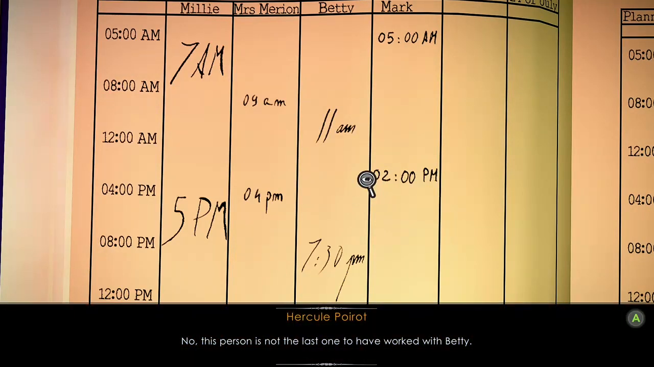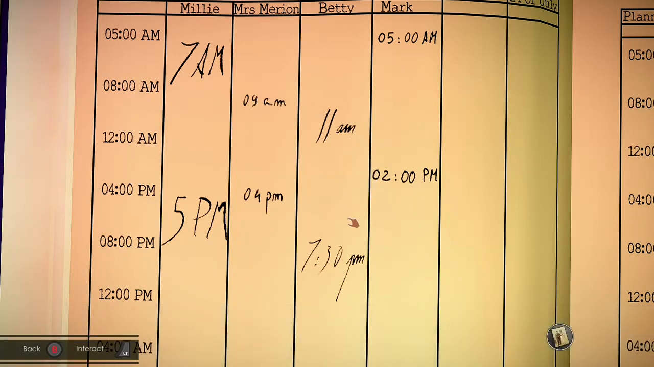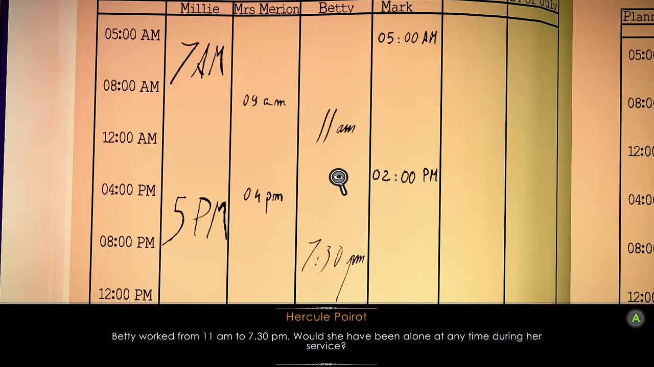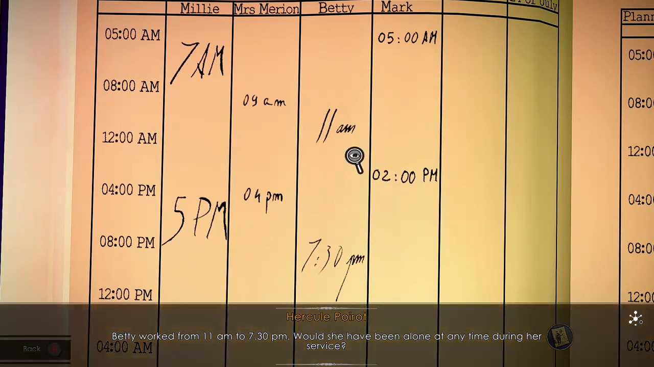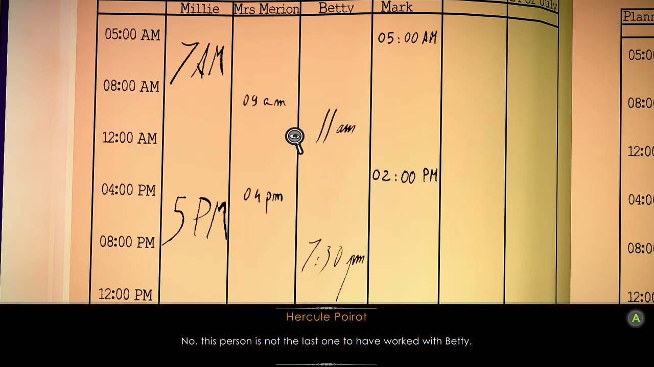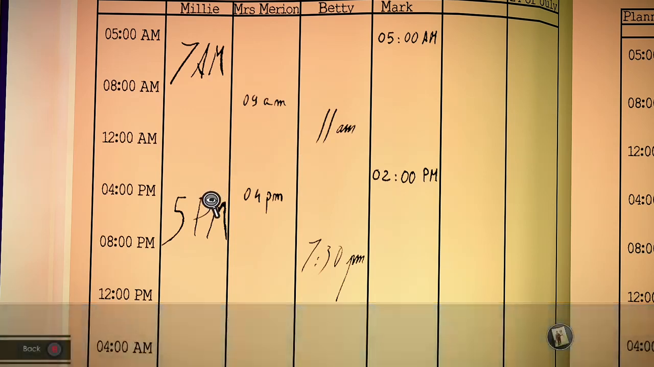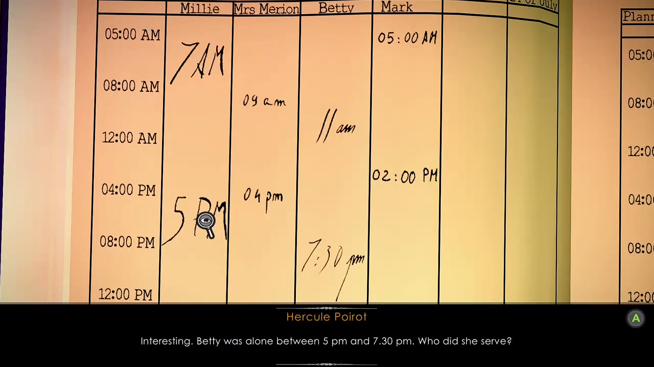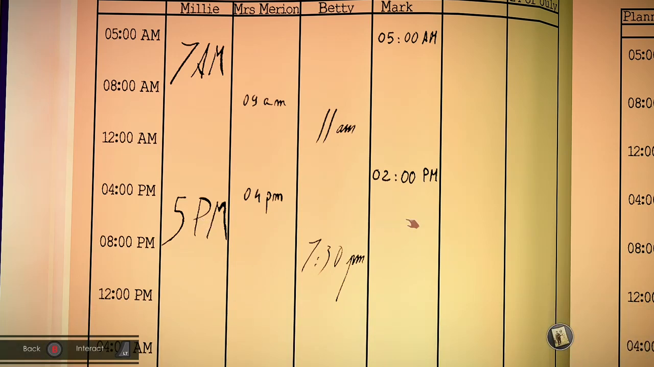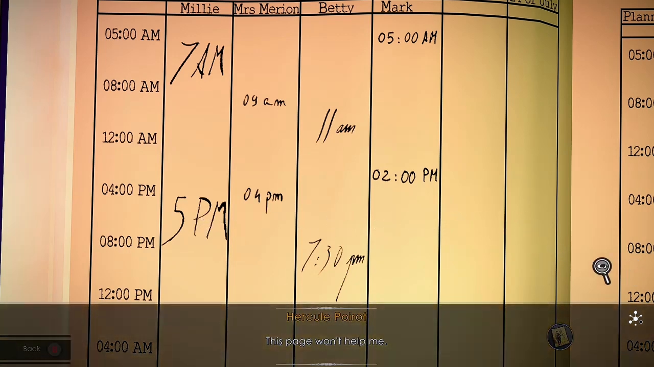No, this person is not the last. Betty worked from 11 a.m. to 12. No, this person is not the last one to have worked with Betty. Oh, interesting. I got you, last person. Betty was alone between 5 p.m. and 7:30 p.m. Who did she serve? I don't know. This page won't help me.